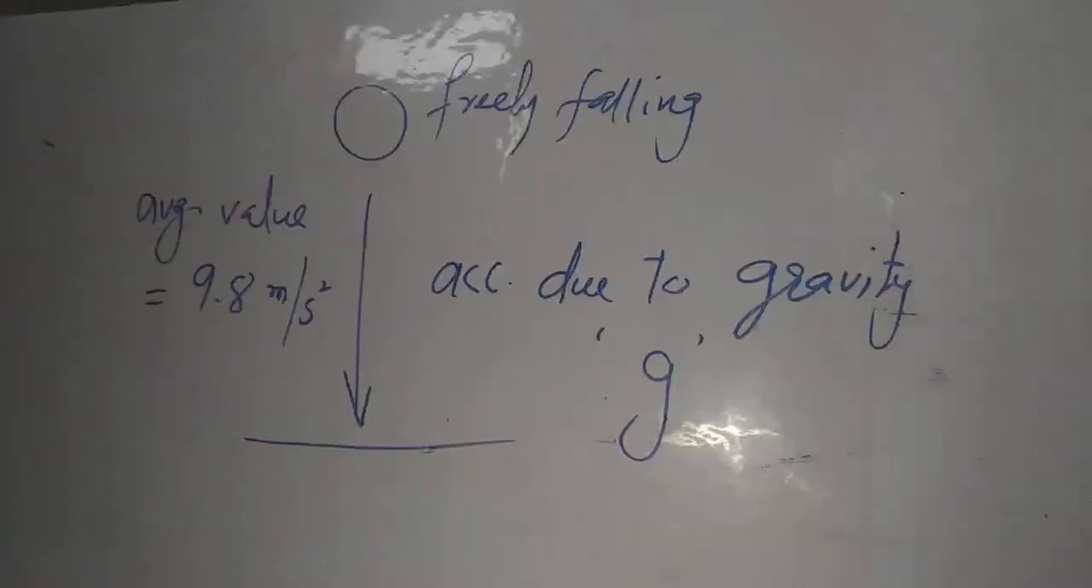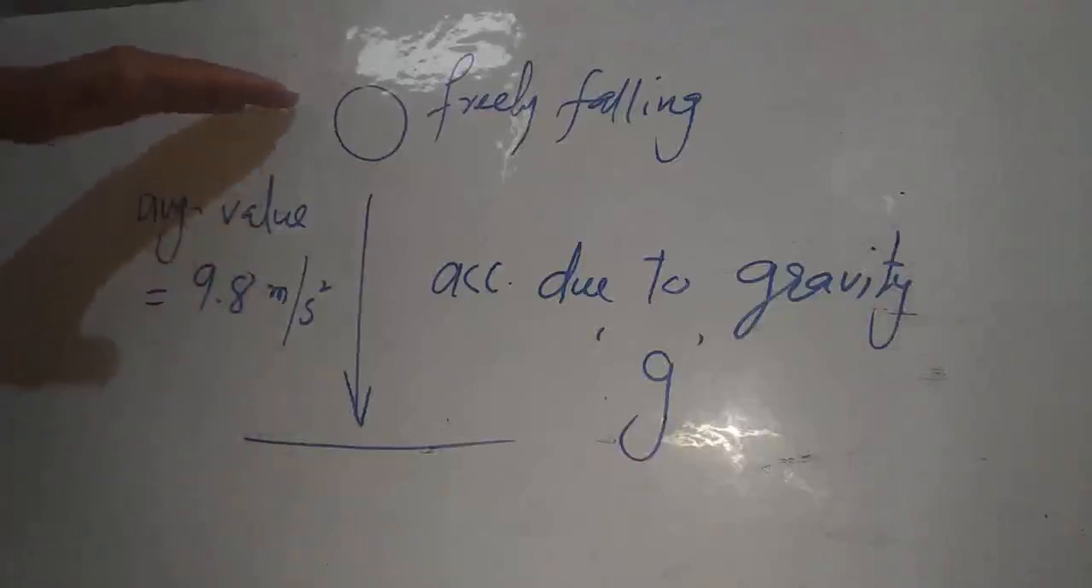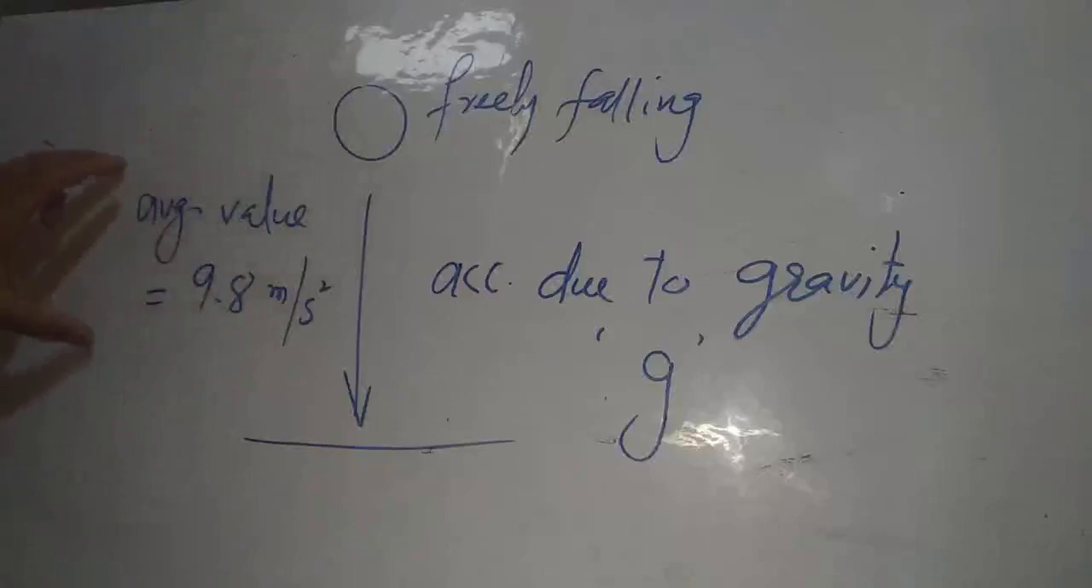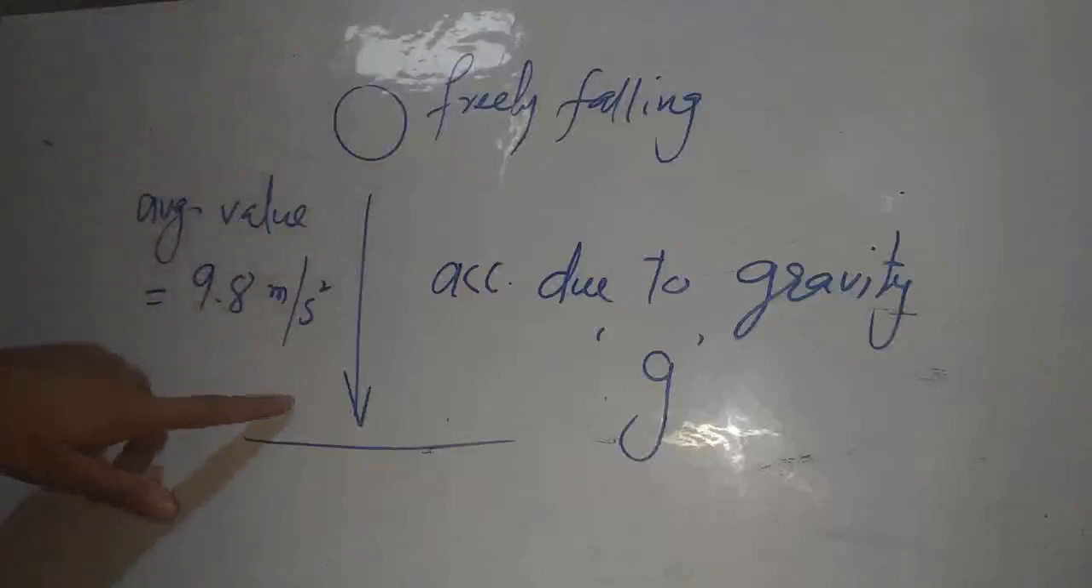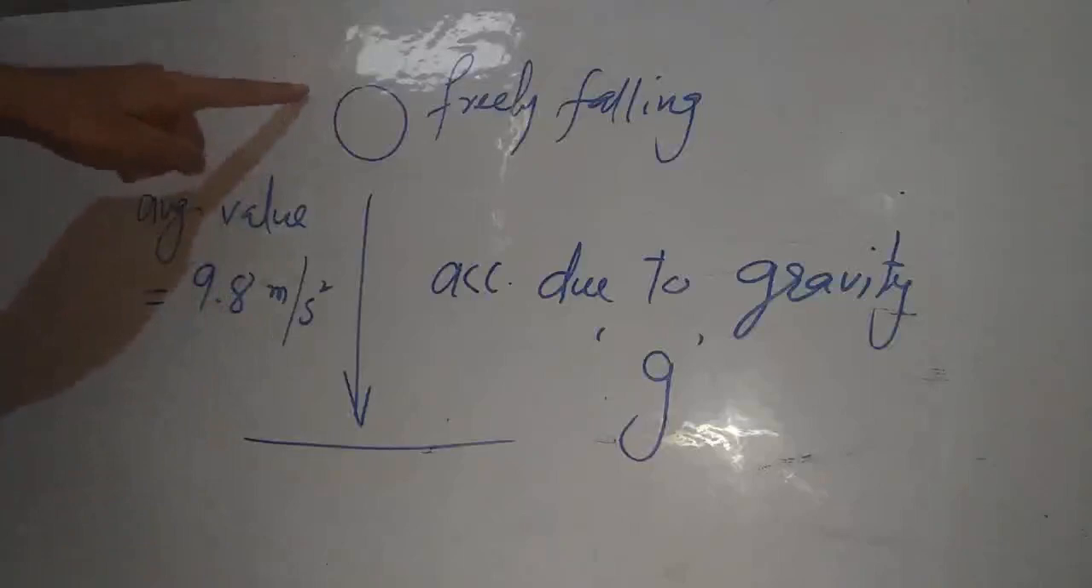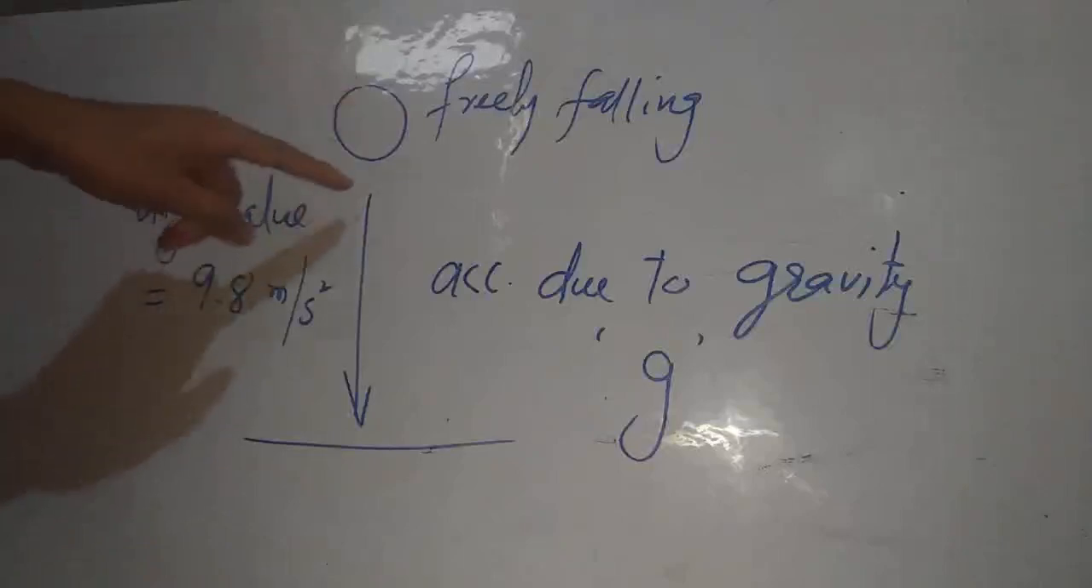So if the acceleration decreases when we project this object upwards, this acceleration will decrease by 9.8 meter per second square, and we say that the body undergoes retardation. The body undergoes retardation.